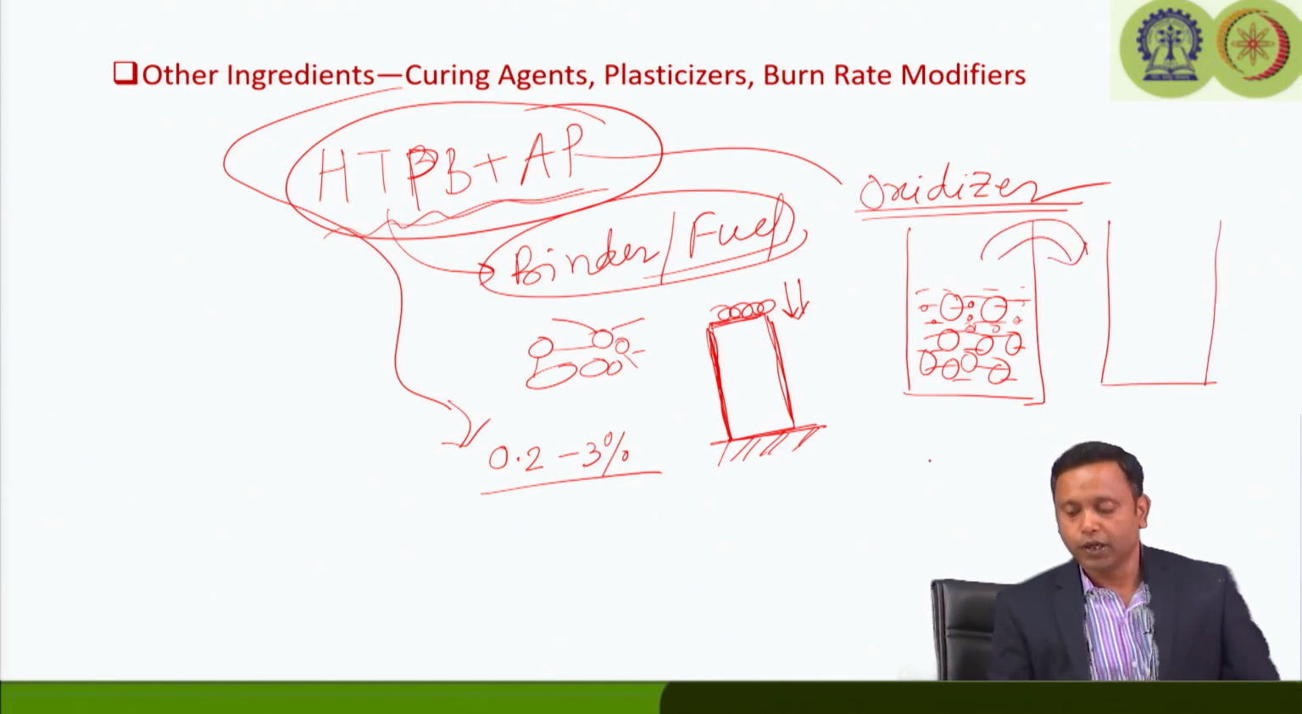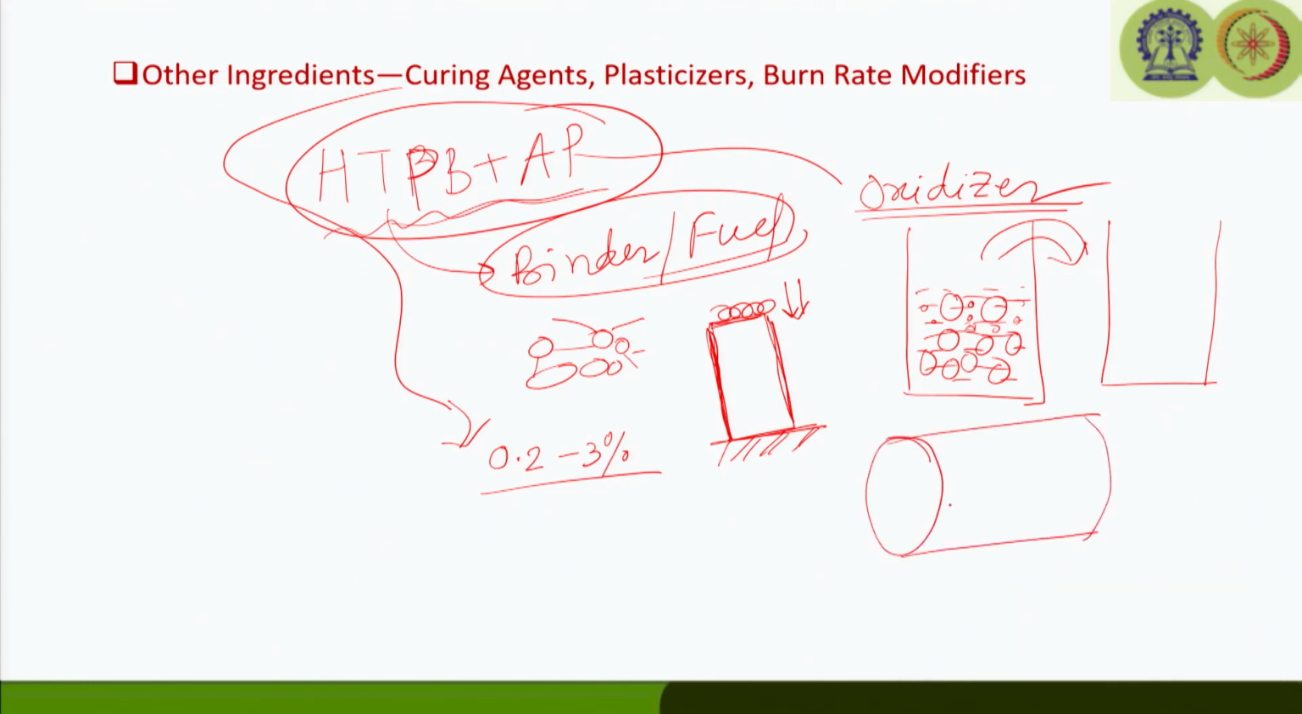If you recall, we said that various types of perforations can be tried, which is called grain configurations. It can be cylindrical, it can have a star shape, it can have wagon wheel, it can have multi-hole. So, depending on the requirement of the thrust time profile or pressure time profile, the initial burning surface area will be designed or decided. This initial burning surface area is called the grain configuration. So, the next part of propellant processing, after mixing, is to give the shape of the propellant grain, or the internal perforation of the propellant grain.